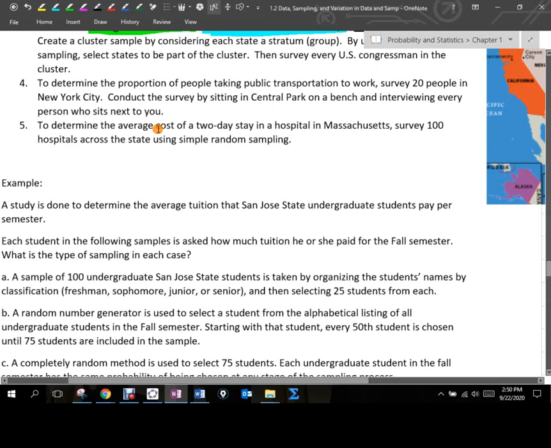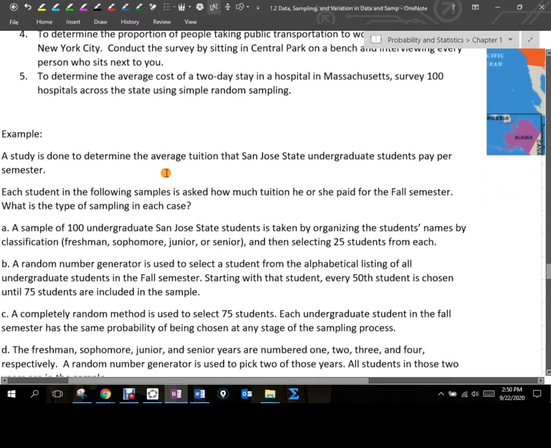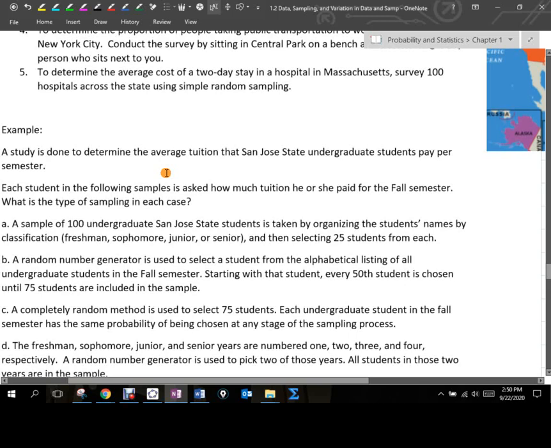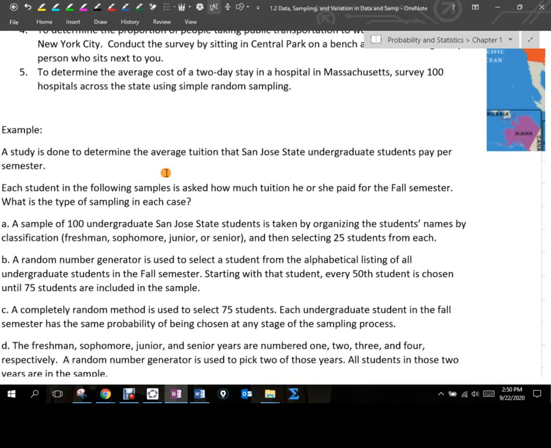To determine the average cost of a 2-day stay in a hospital in Massachusetts, select 100 hospitals across the state using simple random sampling. Obviously, the technique we're using is simple random sampling, right? We're going to take every hospital's name on a list, and we're going to put a number 001 all the way to 100, and use a table to generate which ones we pick out. Is that a pretty good technique for sampling? That's the best technique for sampling, okay?